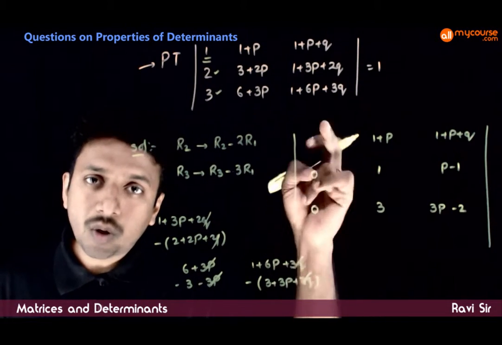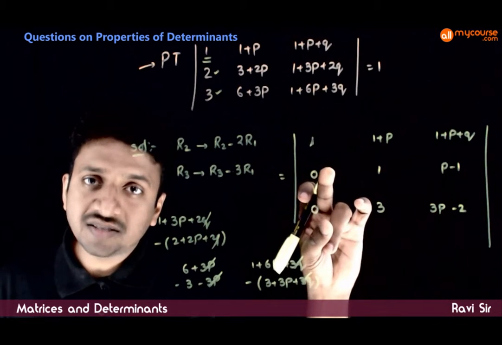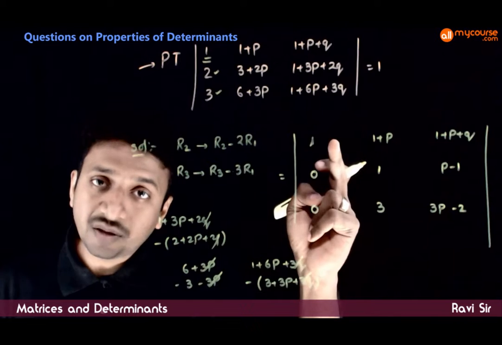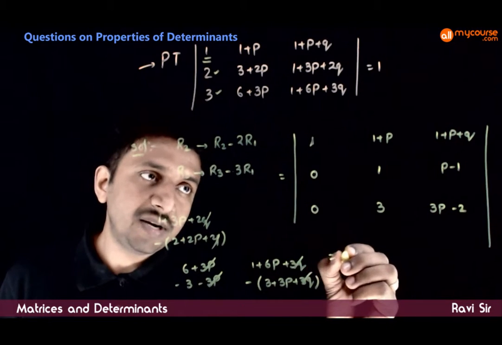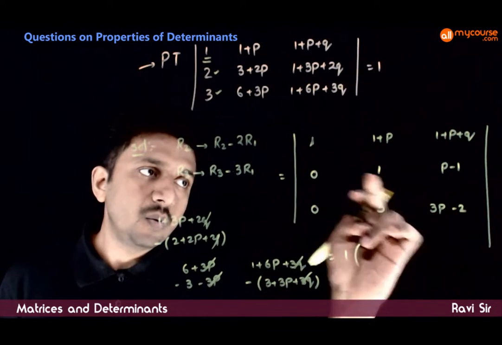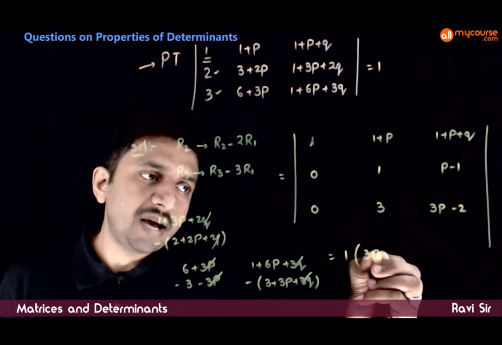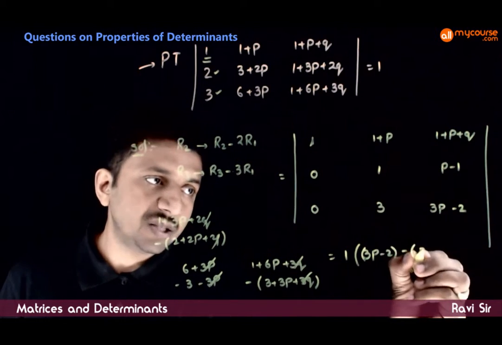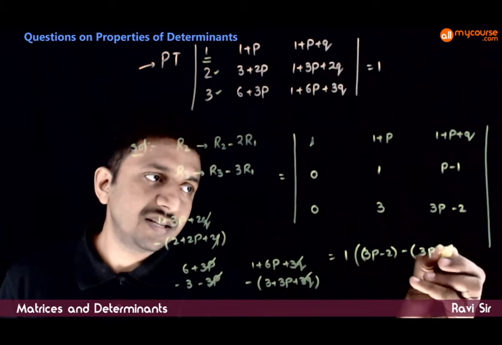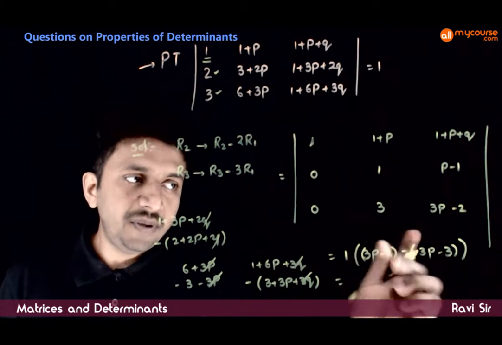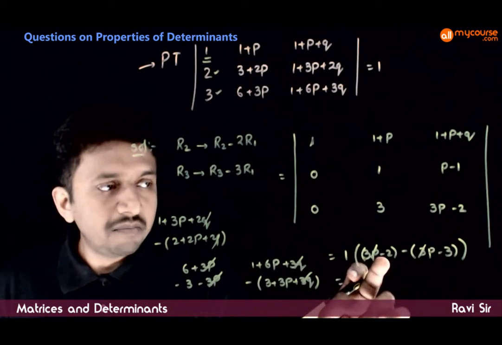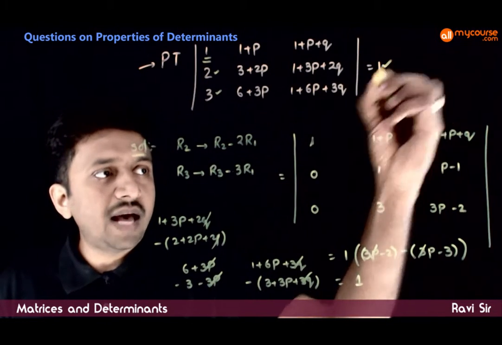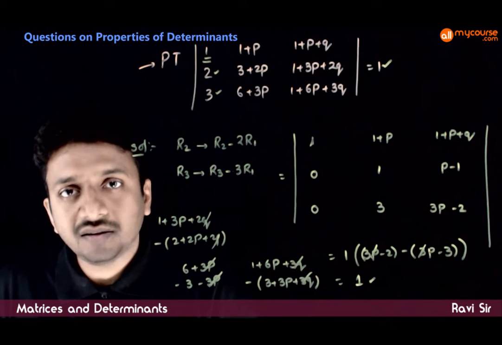Now one column has 2 elements as zeros. So I'll expand this determinant now with respect to the first column. So you get the determinant is equal to 1 times 1 into this, that is 3p minus 2 minus 3 times p minus 1, that is 3p minus 3. 3p and minus 3p get cancelled. Minus 2 plus 3 is 1. So hence the value of this determinant is equal to 1.